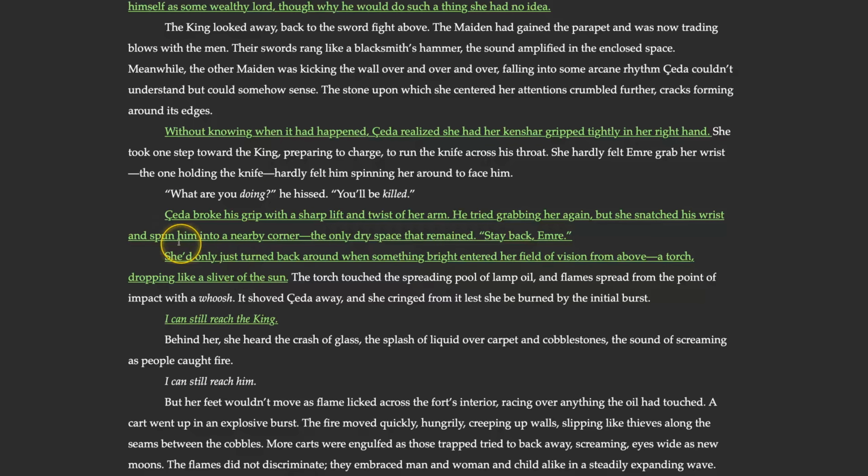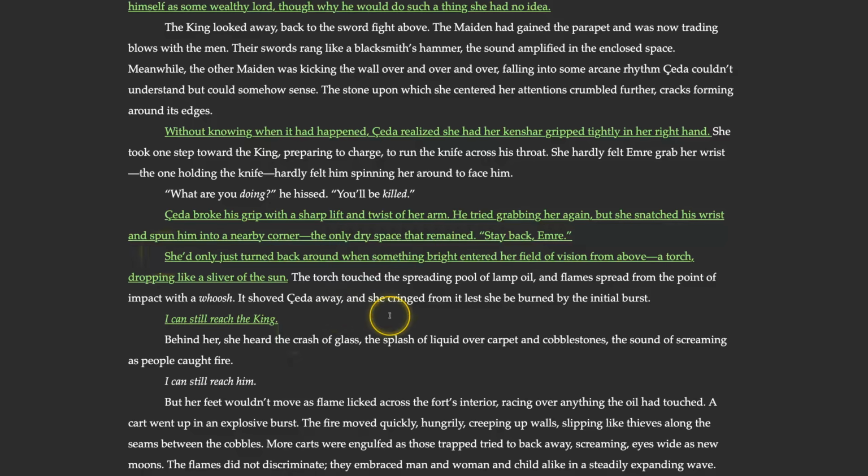And so Cheta is still a bit out of her mind. She breaks his grip. He tries to grab her again, but she snatched her wrist and spun him into a nearby corner, the only dry space that remained. "Stay back, Emery." So she doesn't want him hurt with what she's about to do. And then she'd only just turned back looking for the king when something bright entered her field of vision from above. It's a torch, and it's about to light everything on fire.